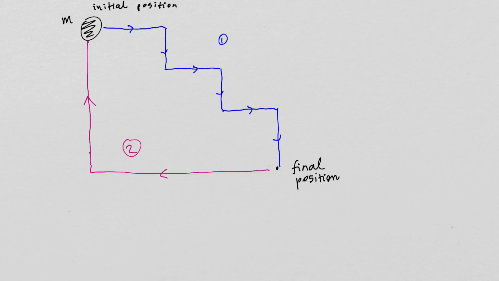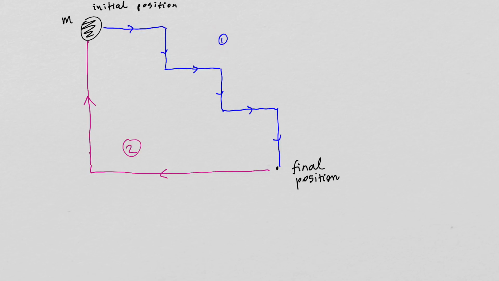Let's explain the first statement on the previous slide. The net work done by a conservative force on a particle moving around any closed path is zero. Consider a particle with mass m at this initial position. I want to bring this particle to that final position, and then take it from the final position and bring it back to the initial position. So I'm going to do that using two different paths. Here are my two paths.